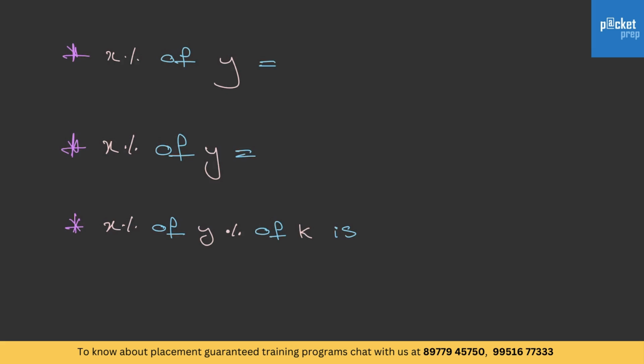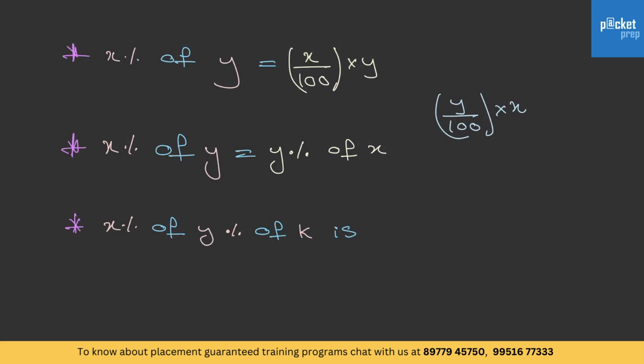The formula to solve this kind of problems is, the first formula is x% of y, which is given by x by 100 into y. And x percentage of y can also be written as y percentage of x, which is given by y by 100 into x, equivalent to x percentage of y. And x percentage of y percentage of k is given by xy by 100 percentage of k.